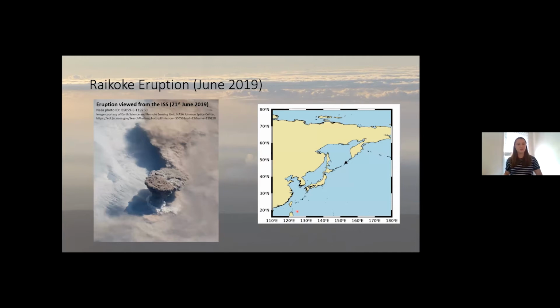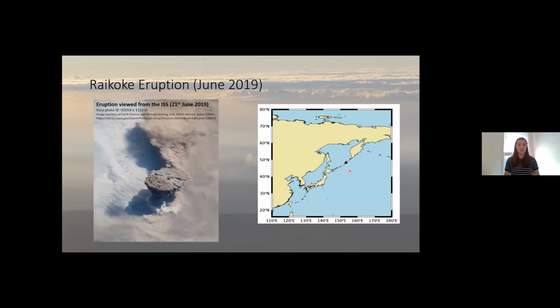So those are examples from Raikoke, and I want to go on and talk about the Raikoke eruption now and our perspective from IASI. Raikoke is a very remote volcano in the Kuril Islands. You can see its location here, sort of south of Kamchatka. It's an example of where using satellite data is incredibly valuable.